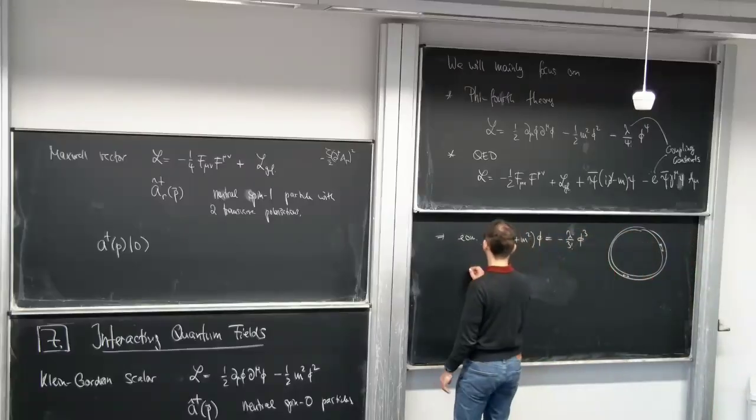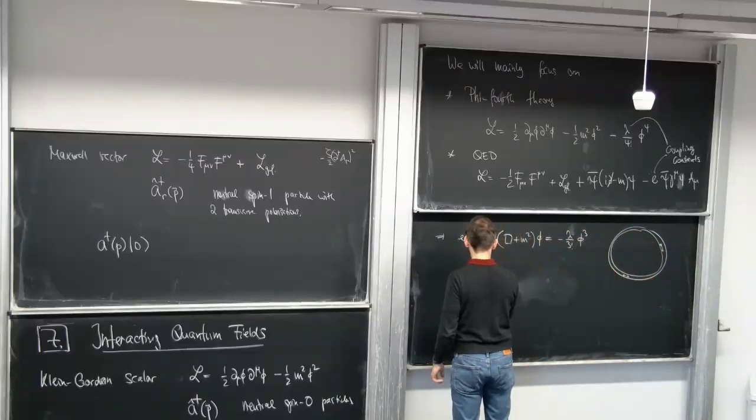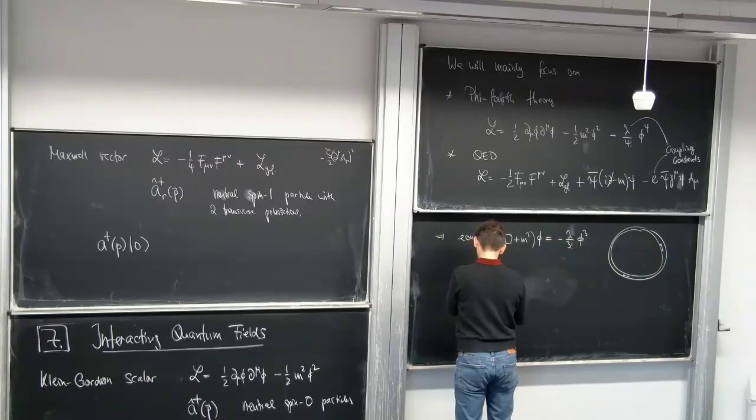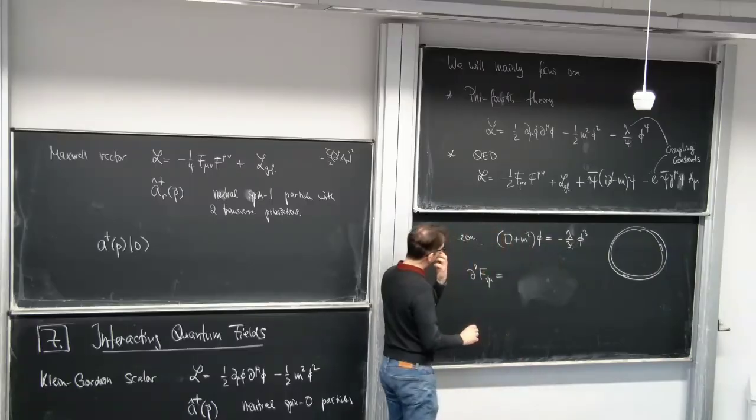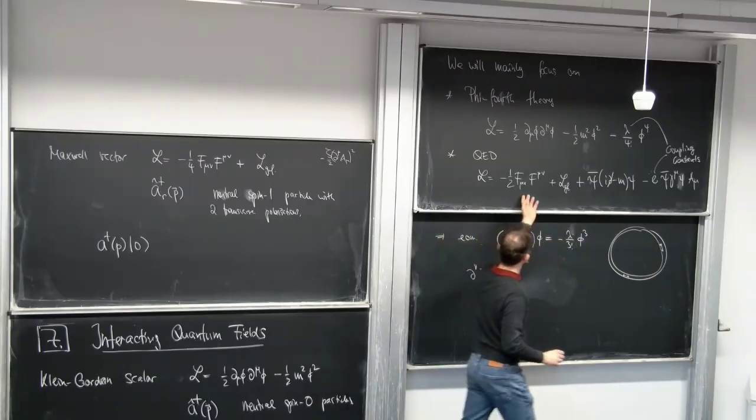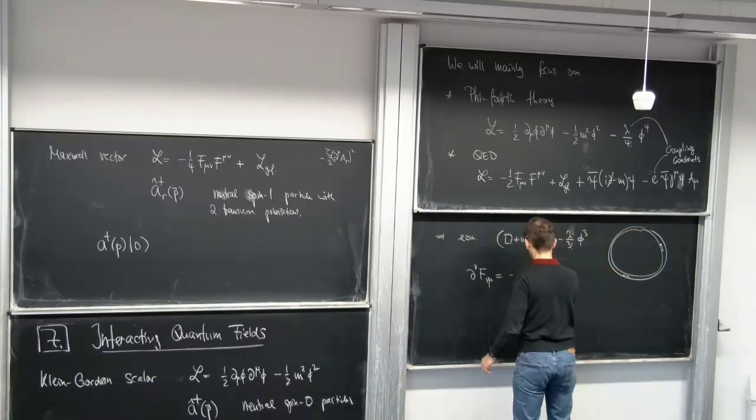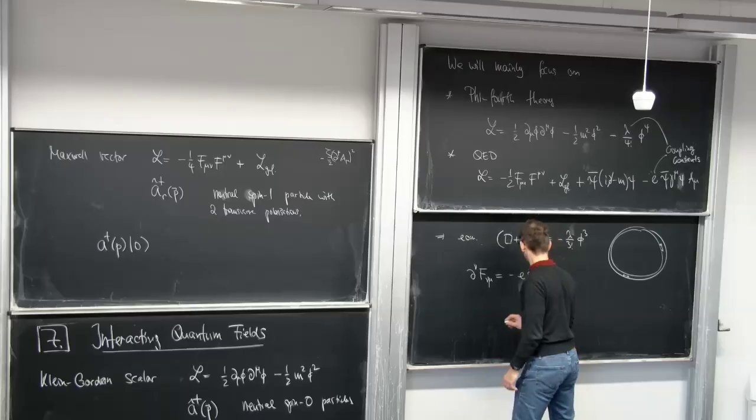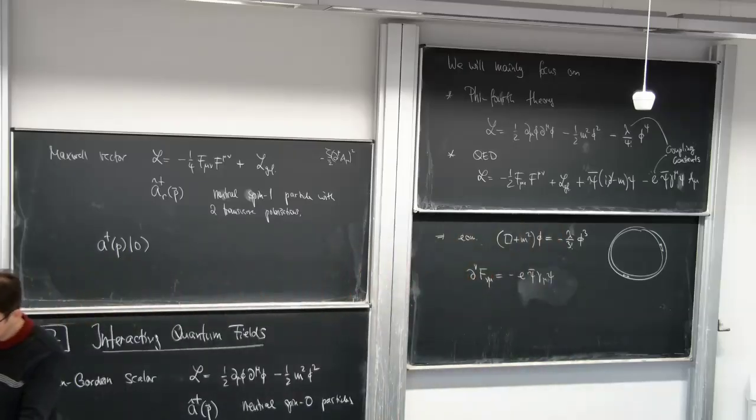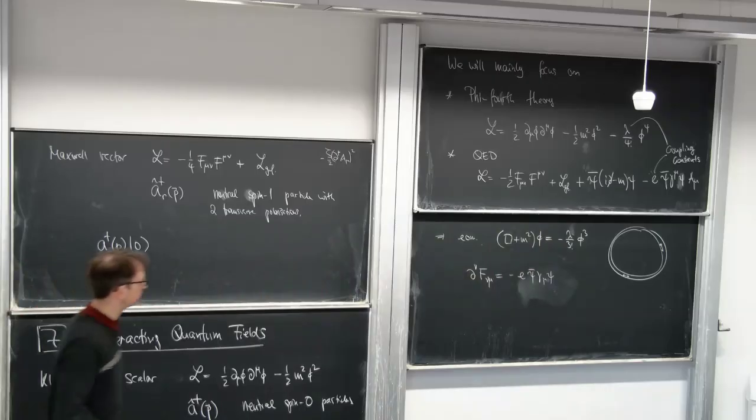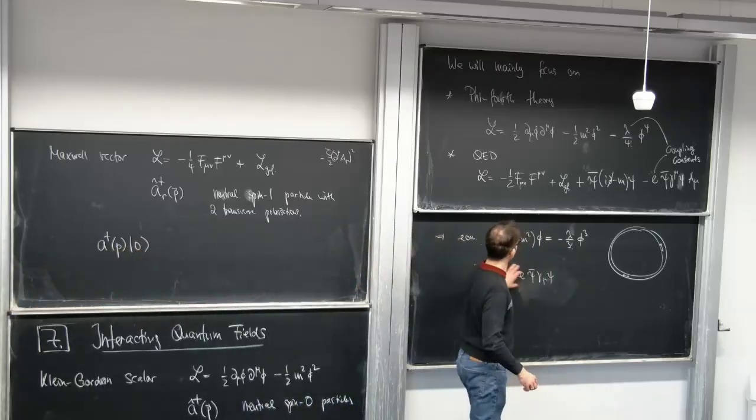Now the equation of motion for the other theory here is just what we had before: d mu F mu nu equals 0. And now, if I vary with respect to A, I get also this term, minus e psi bar gamma mu psi. Let's check the sign, this doesn't matter. Minus, yes. And that's the equation for A coming out of this.